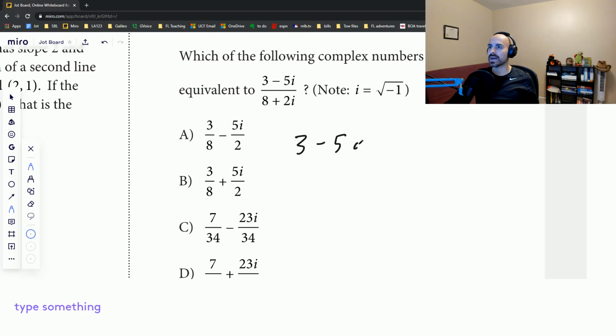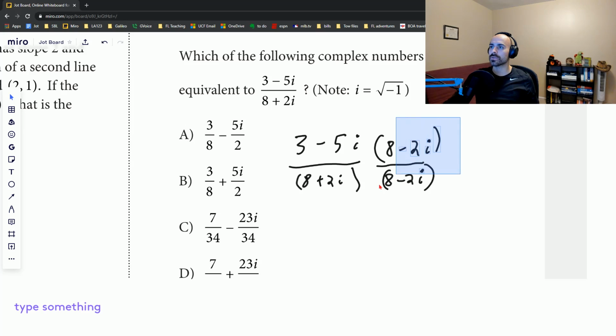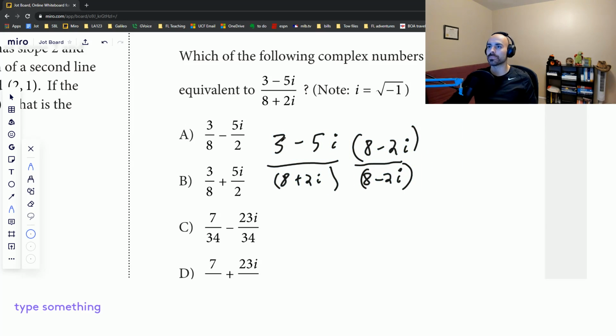3 minus 5i, and then that's over 8 plus 2i. And now I want to multiply by 8 minus 2i, because after I'm done foiling these two binomials, you always end up eliminating that second term. And that's really what you want, whether it's x or in this case i. And then you multiply the top by the same, so that way we're still multiplying by just 1. And once we're done foiling these different binomials, it's quite a bit of calculating, but then we're at a point where we can simplify it to look like one of the answers.